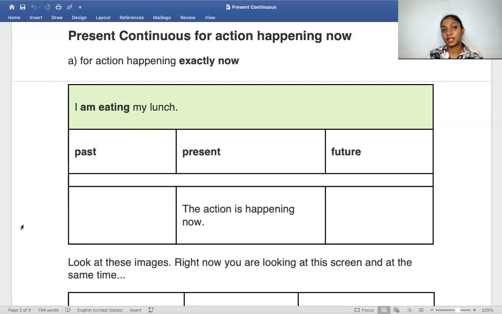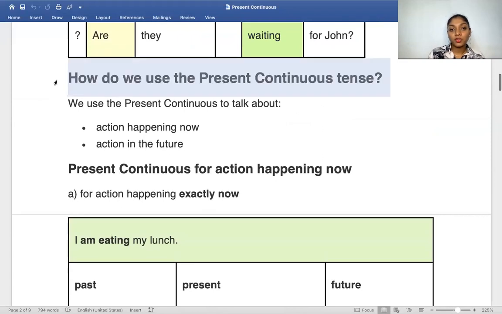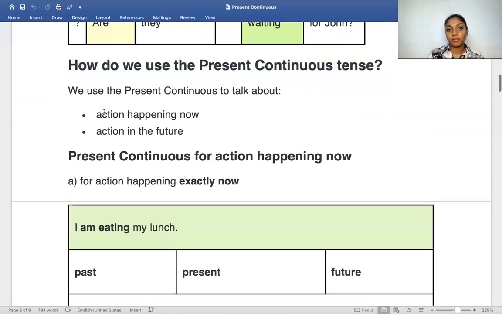There is one more thing here, and I will teach that too. When we say how do we use present continuous tense, we actually have two main parts: actions happening now and actions in the future. So we first divide it into two. Actions happening now, actions in the future. And actions happening now is again divided into two.